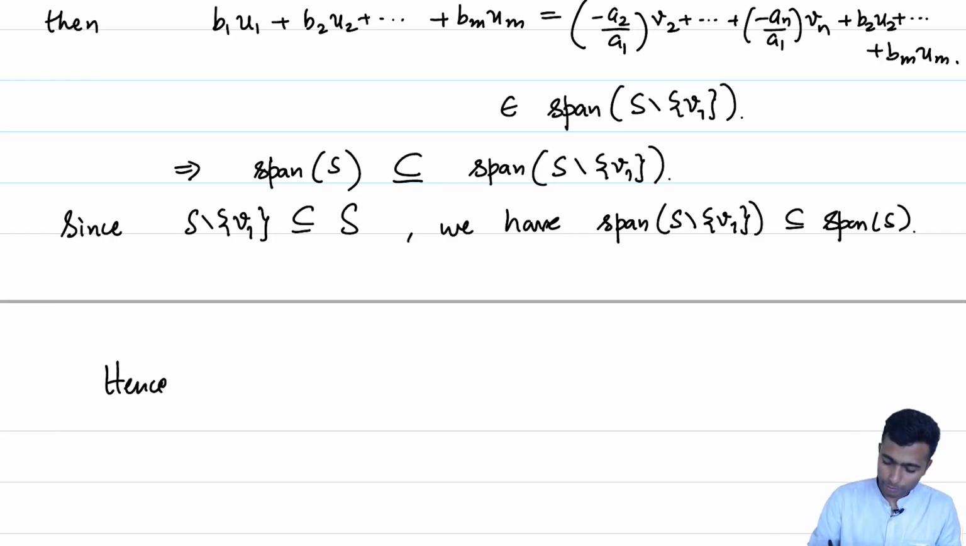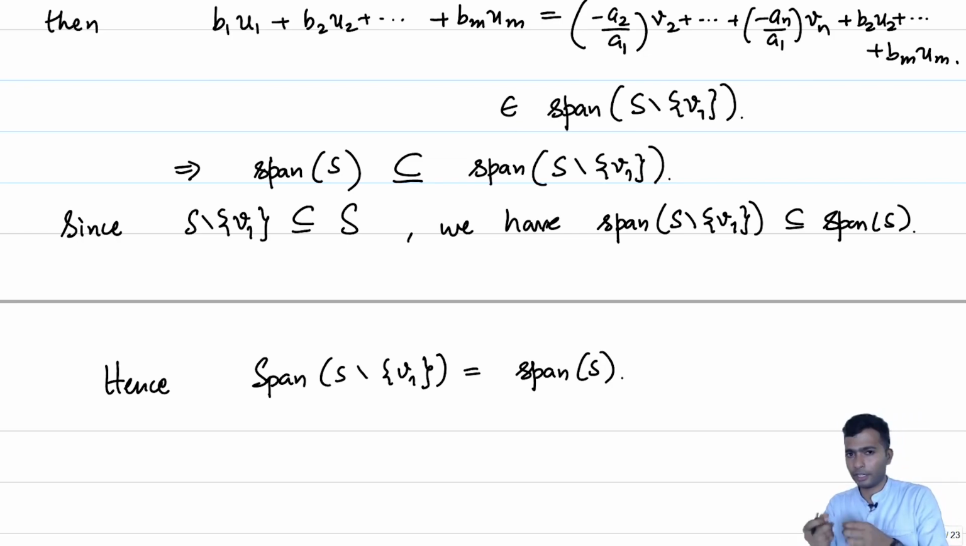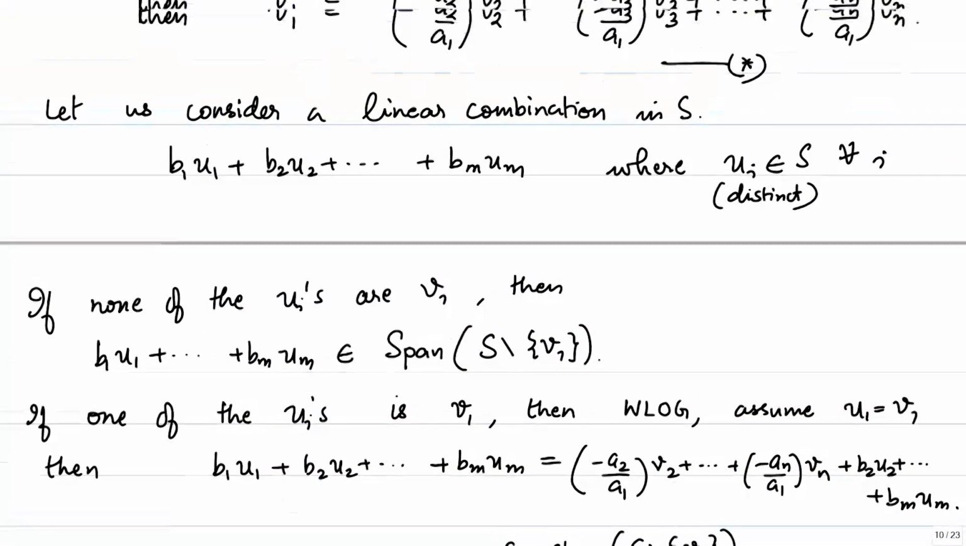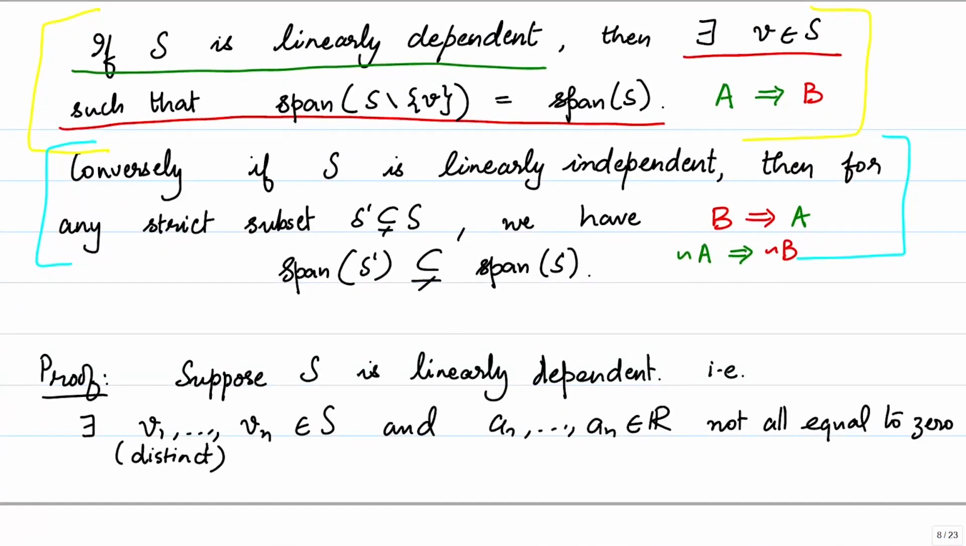Hence, we have proved span of S minus v1 is equal to the span of S. That is precisely what it means for two sets to be equal, right? A is equal to B if and only if A is contained in B and B is contained in A at the same time. We have shown that. So, essentially we have shown the yellow statement here, whatever is put in the yellow bracket. Let us now show the converse.